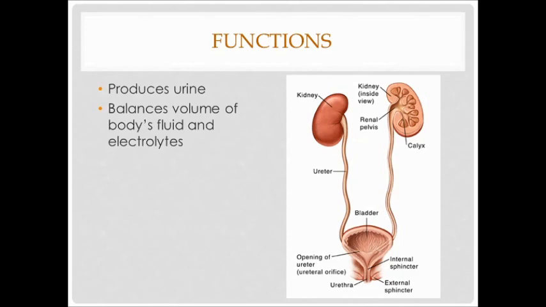So the functions of the urinary system might be pretty obvious. It produces urine. It balances the volume of the body's fluids and electrolytes. And we'll see which organs are responsible for these functions as we go along, as we talk more in depth about them. The organs that are considered part of the urinary system include the kidneys, the ureters, the bladder, and the urethra.